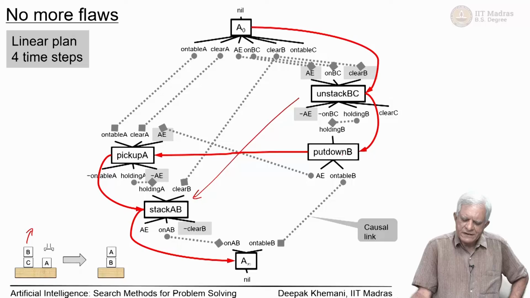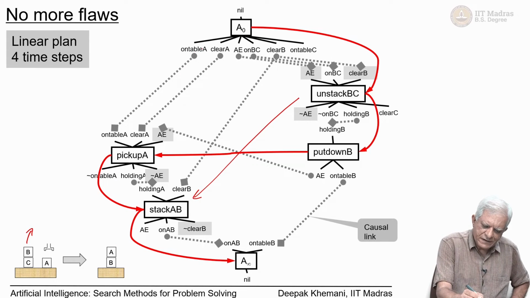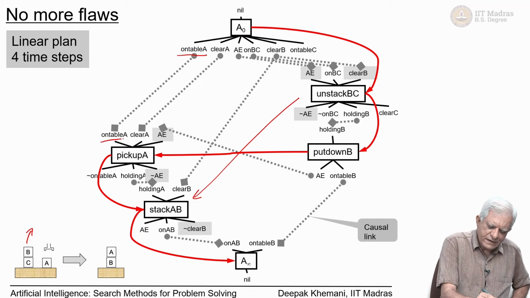Sir, if you have a look at the A naught action, the initial action, you can see there are many states that happen during the A naught action. So, on they are the effect, they are the positive effect of the A naught action. So, on table A, clear A, A on BC and so on. These gray dotted lines match with these actions. So, this is a causal link. For example, A0 is producing on table A and pickup A is consuming on table A, and so this is a causal link.